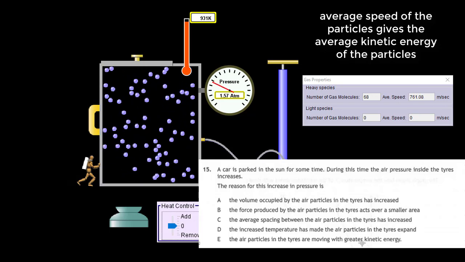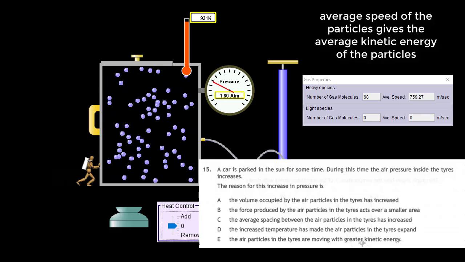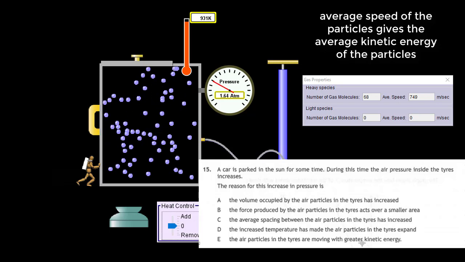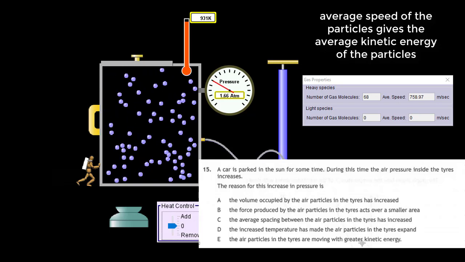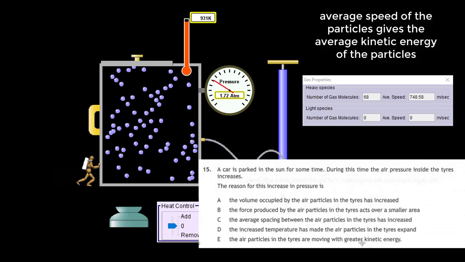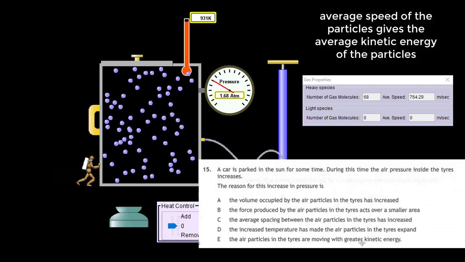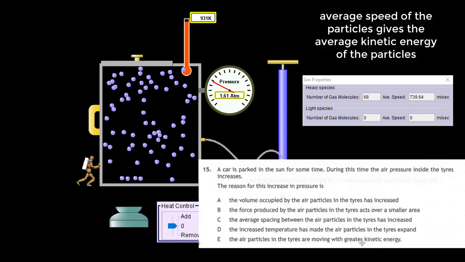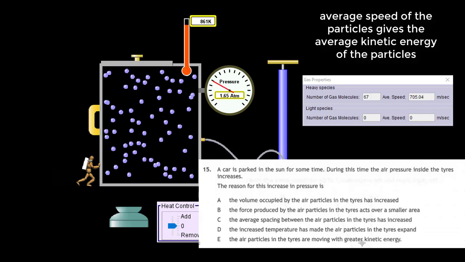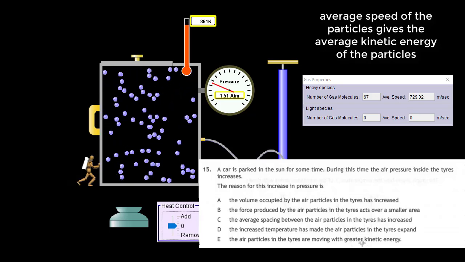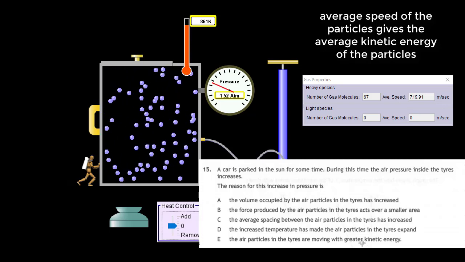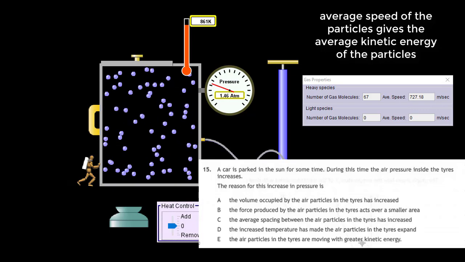It's the final statement, statement E, which is correct. The increase in pressure on the tyre is due to the air particles moving faster. They have a bigger average speed, therefore a bigger average kinetic energy. That means more collisions per second with the walls of the tyre or the container, which means the pressure will increase. So the answer for this question is statement E.